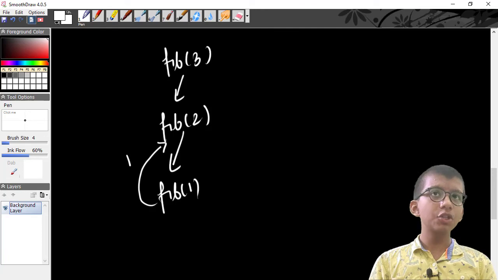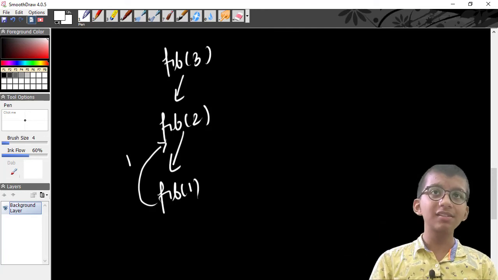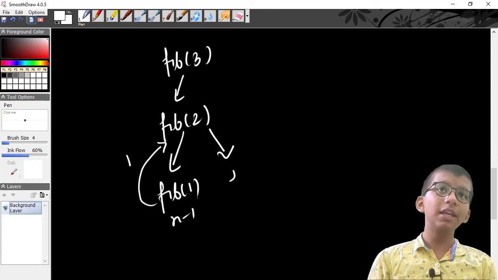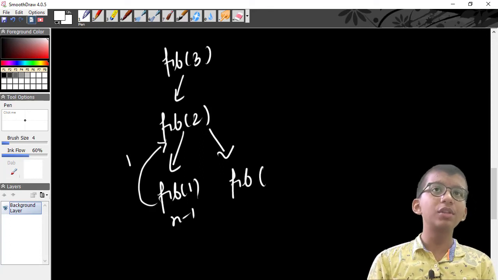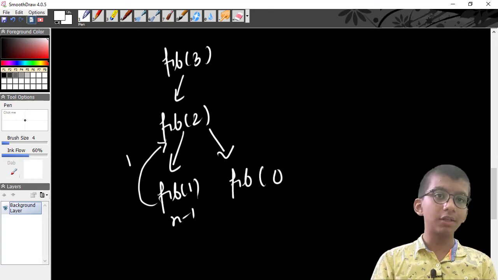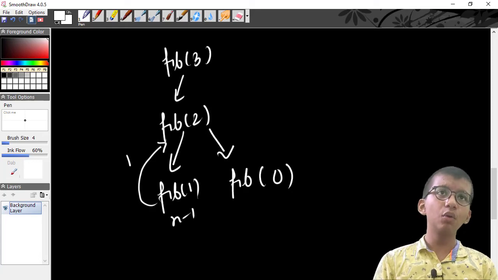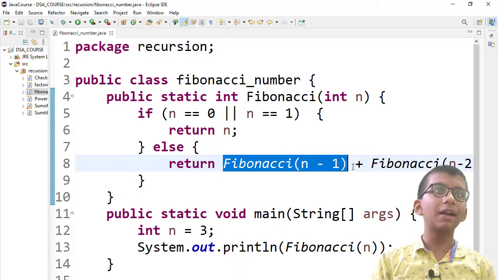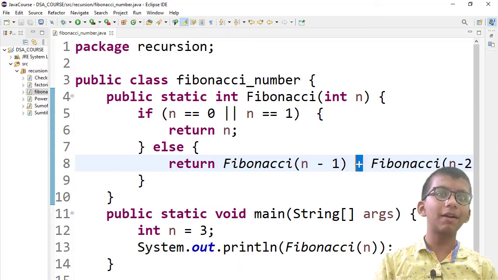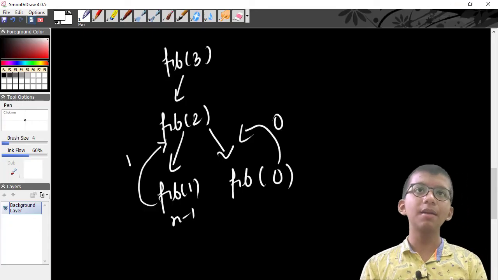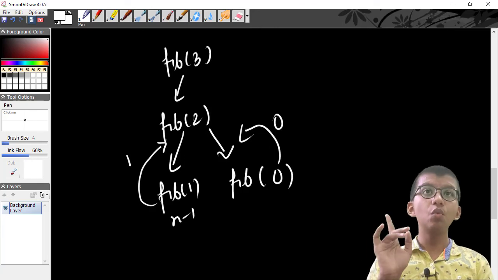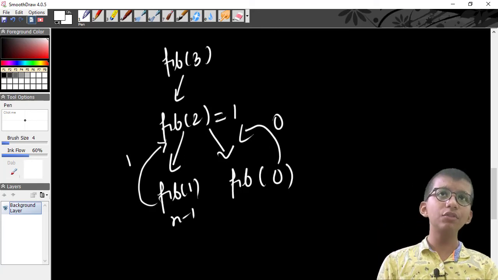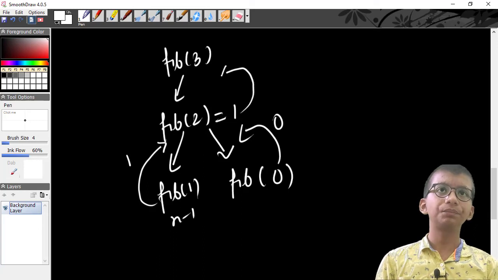Now Fibonacci of 2 got the n minus 1. Now it wants the Fibonacci of n minus 2, which is 2 minus 2 equals 0. So Fibonacci of 0 equals 0, so it will return 0, and at last we are adding up, because it's the rule that we have set. So 1 plus 0 equals 1. Now Fibonacci of 2 equals 1, and it will give 1 to Fibonacci of 3.